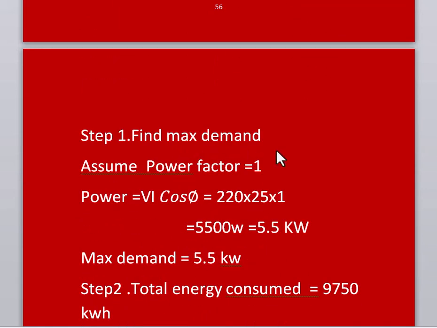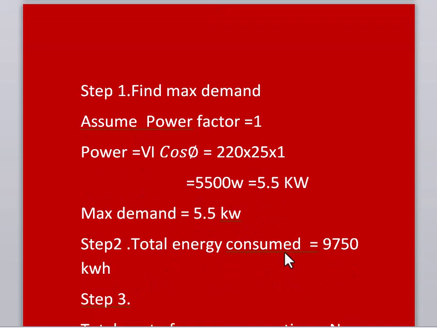So step 1 is find the maximum demand, and that is also not given directly, so we assume power factor is unity, but the voltage of the consumer is given and the current drawn is also given. So once it is known, we can calculate power or maximum demand is equal to VI cos phi. V is 220 volts, I is 25 amperes, cos phi is 1. After substituting all these values, you will get 5500 watts. That is nothing but 5.5 kilowatts. And this we call the maximum demand, that is 5.5 kilowatts.